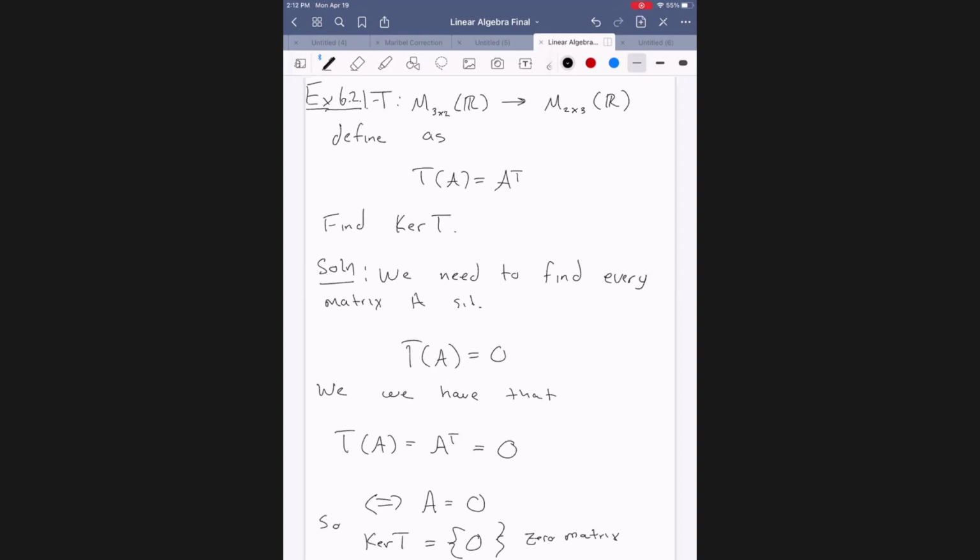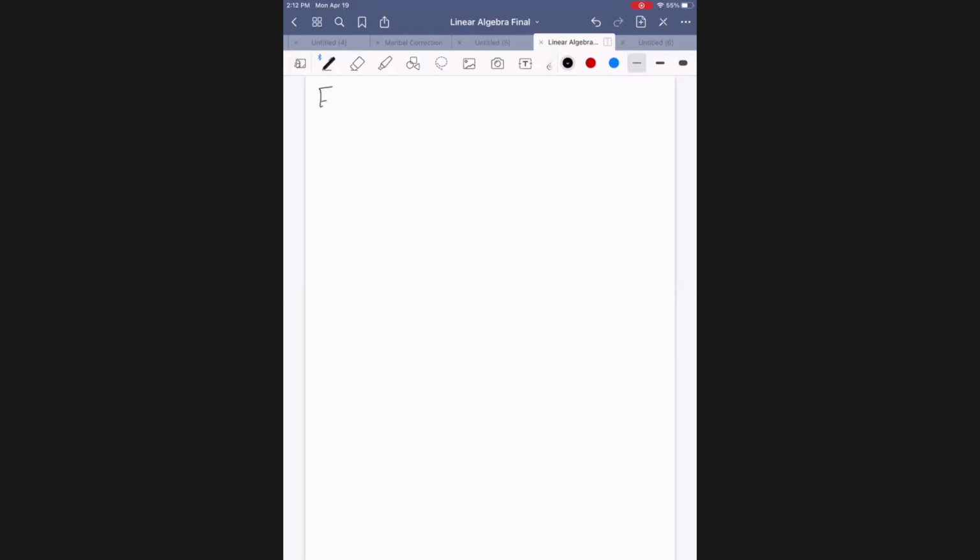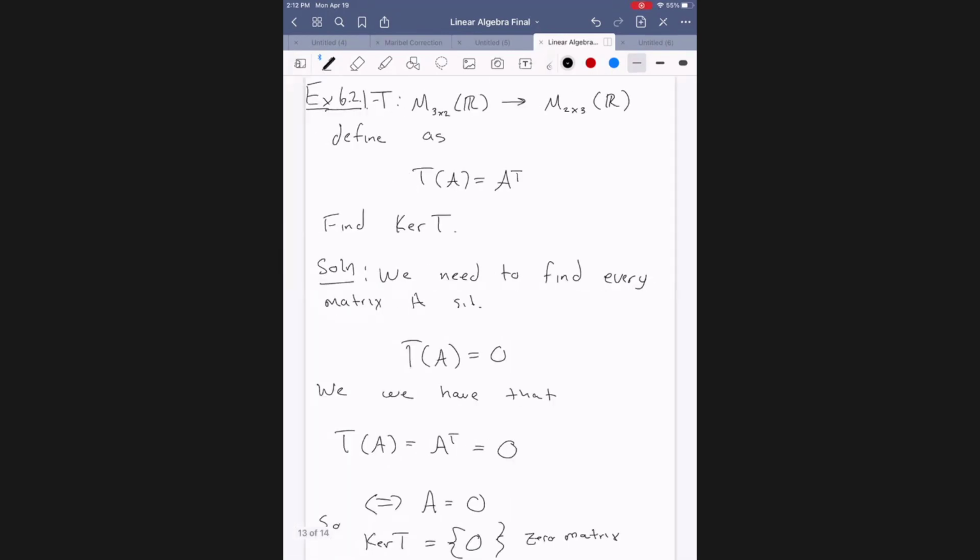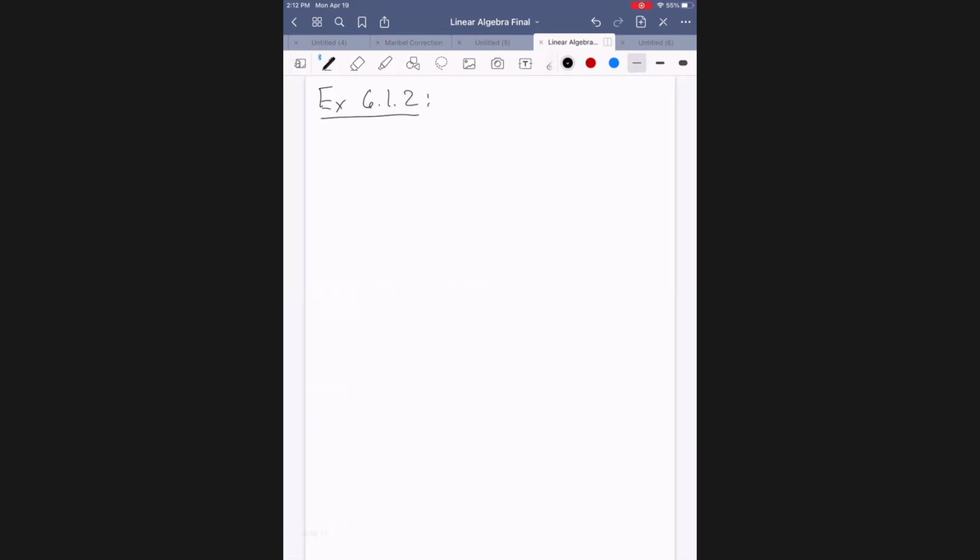So let's see. All right, so let's look at another example, 6.1.2. And let's say we had two things. Find the kernel for the following. So A, T from V to V is the identity.